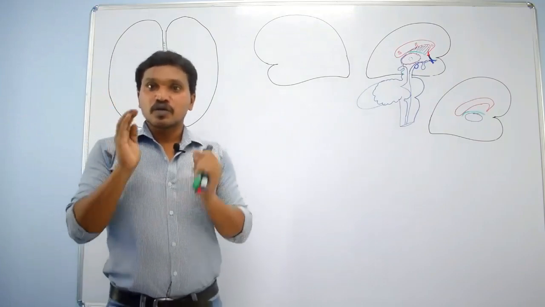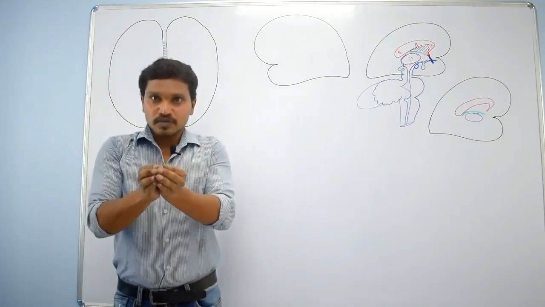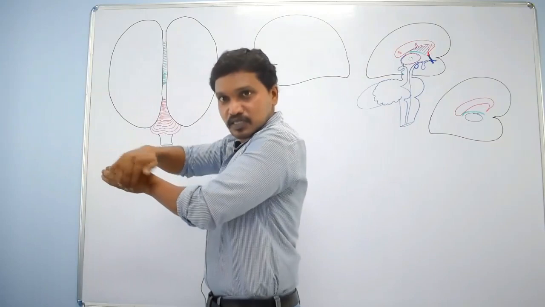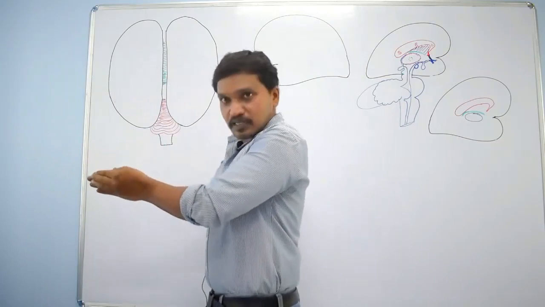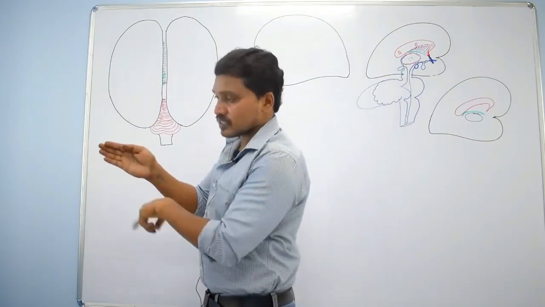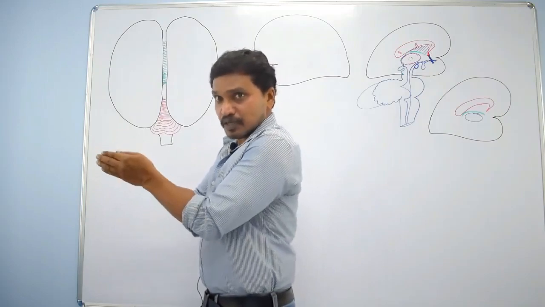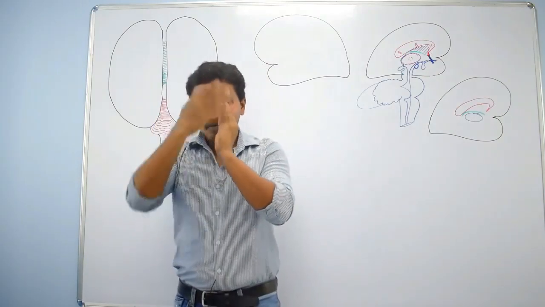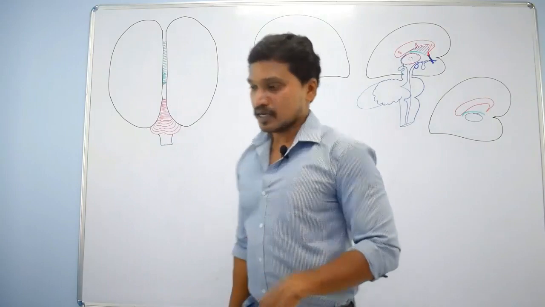Just imagine this is a cerebral hemisphere. If you see it like this, this surface is the superolateral surface. If you make a section along the corpus callosum and remove this, what you are seeing here is the medial surface, right? And if I turn the brain like this and show it like this, this surface is the inferior surface. So that inferior surface I will draw here.